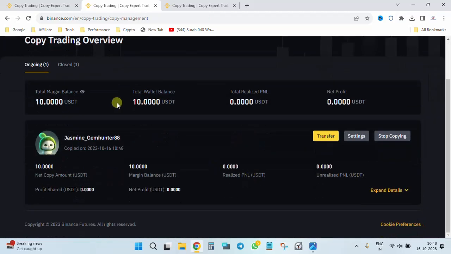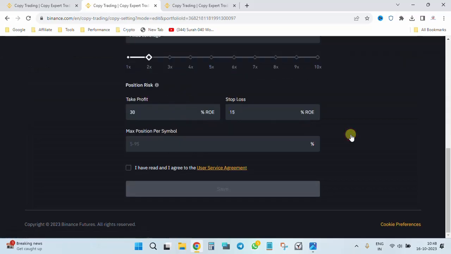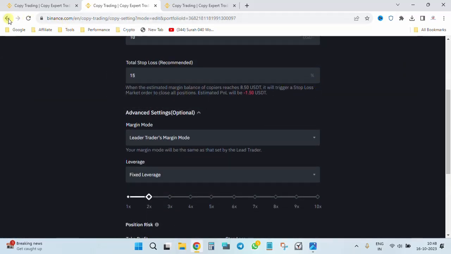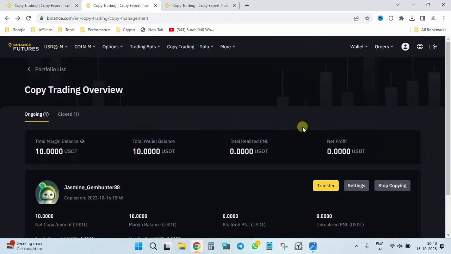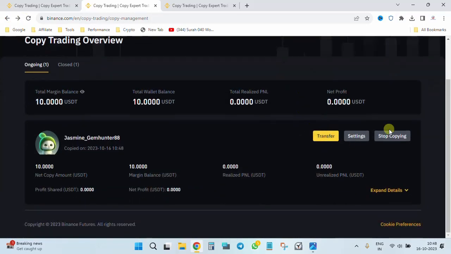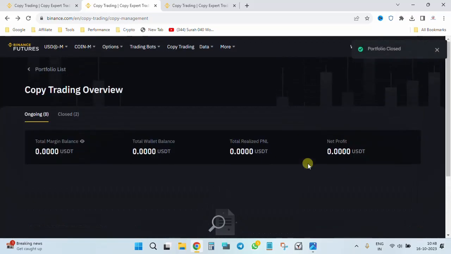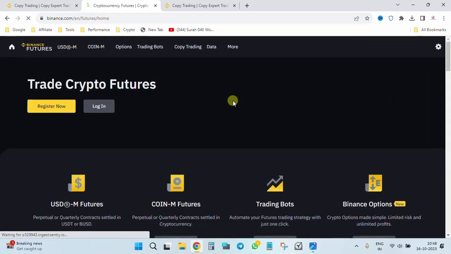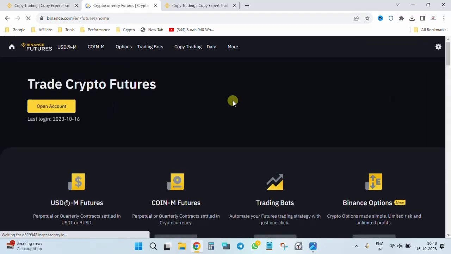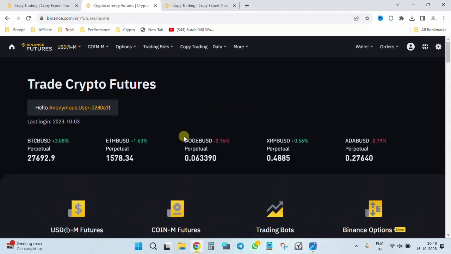So you can see under this trader, this will be my details. At any time you can go and change your settings back, or if you feel that you don't want to copy this particular trader, you can come here and say stop copying and confirm, and your copying will be stopped. So this is the way you can copy from Binance futures, copy other futures traders. If you want to be a lead trader, you can be a lead trader too.